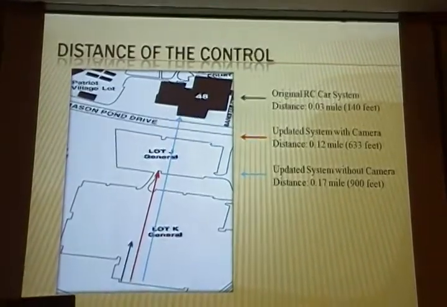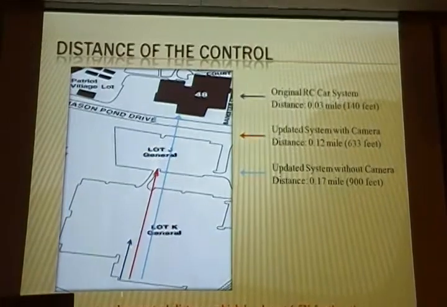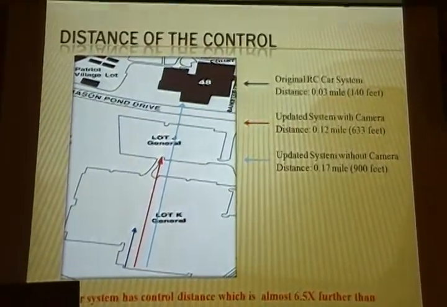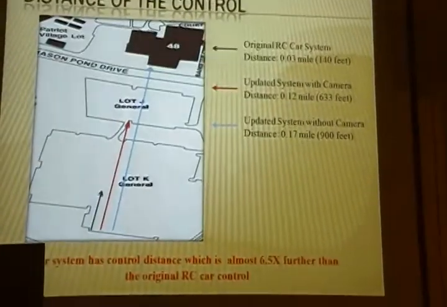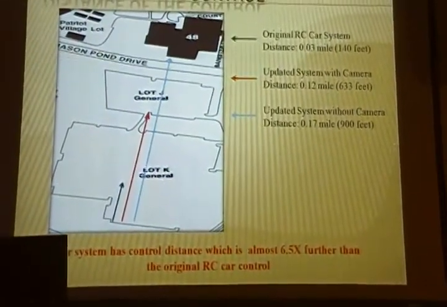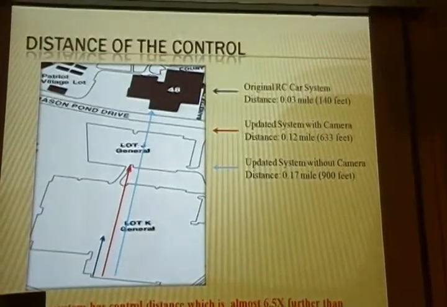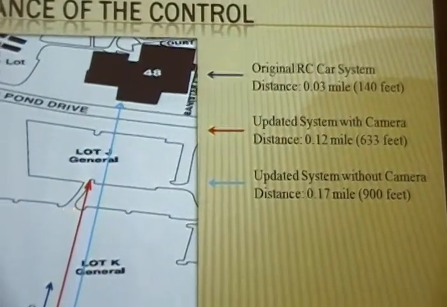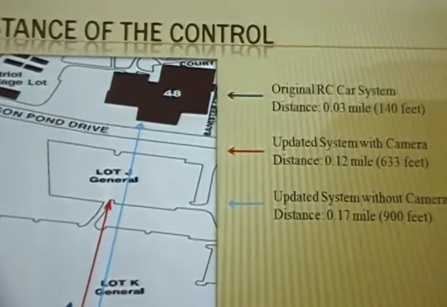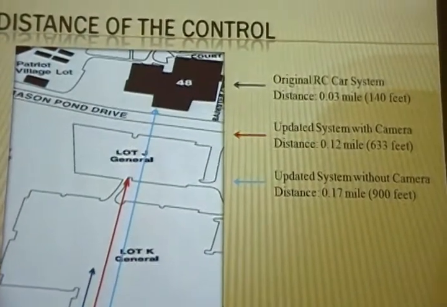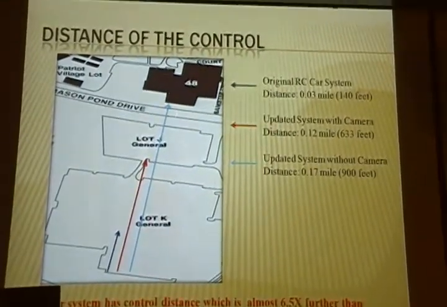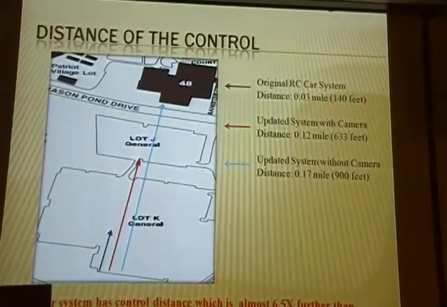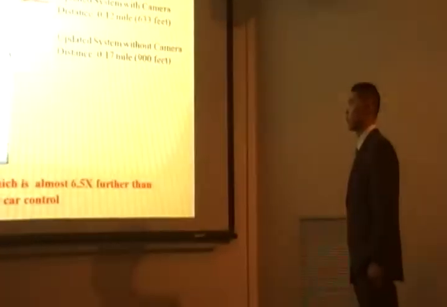Finally is the distance of the control. As you can see, this is a diagram of testing we did during Lot K. This is the original system, which is running about 140 feet. And this is the distance with the camera feed, which is running all the way from K-Lot to almost the beginning of J-Lot, with 0.12 miles, which is about 630 feet. And without the feedback of the camera, we can get the distance even further, which is 900 feet, which is 6 times further than the RC control.